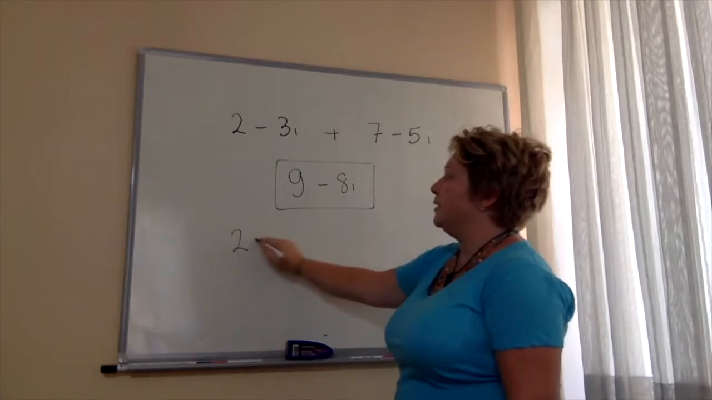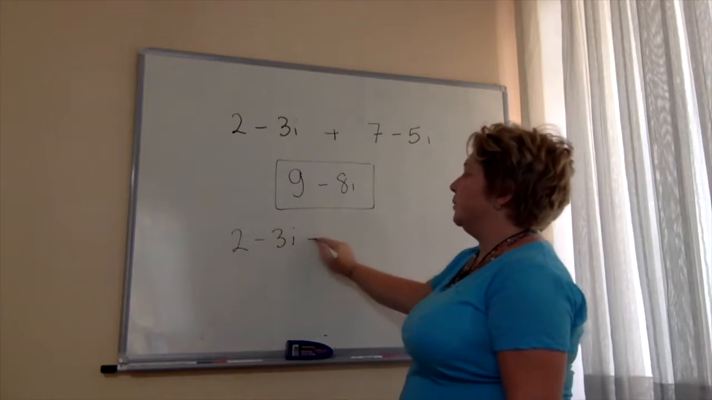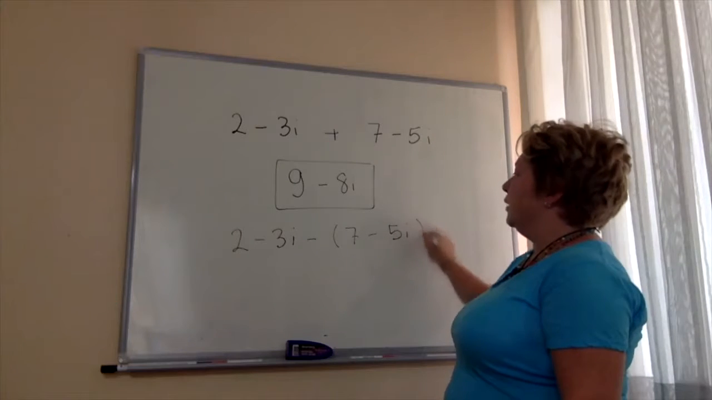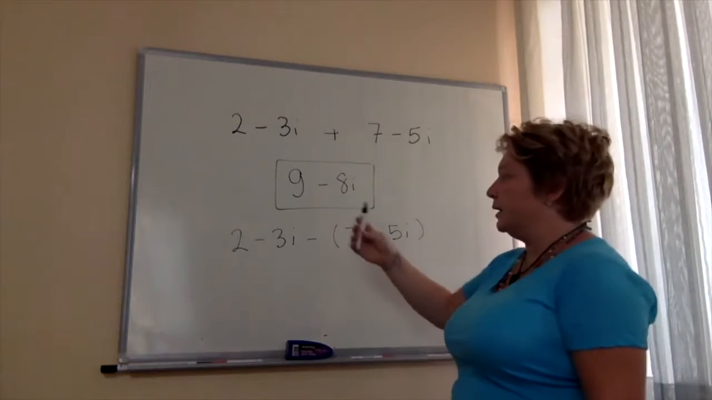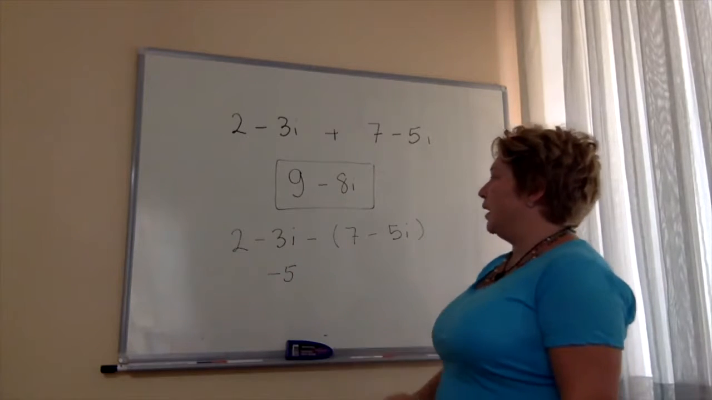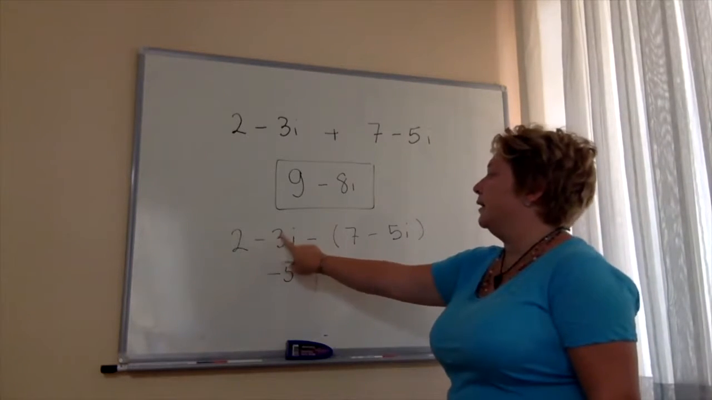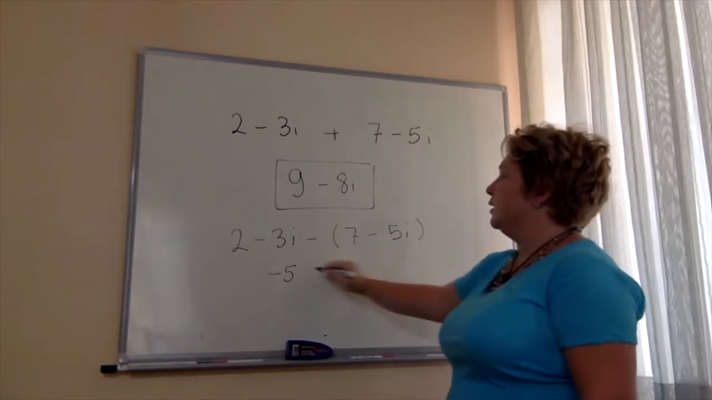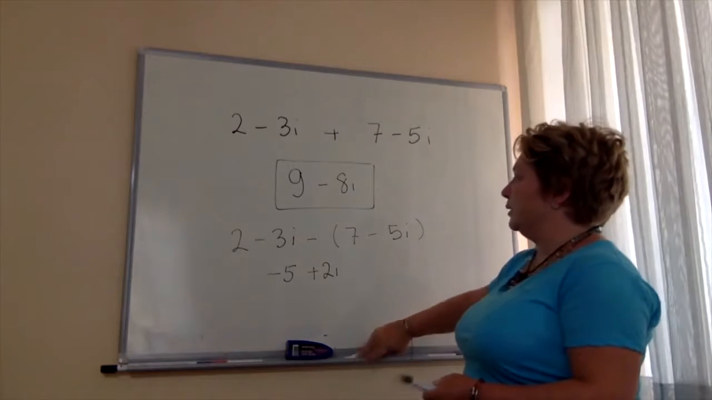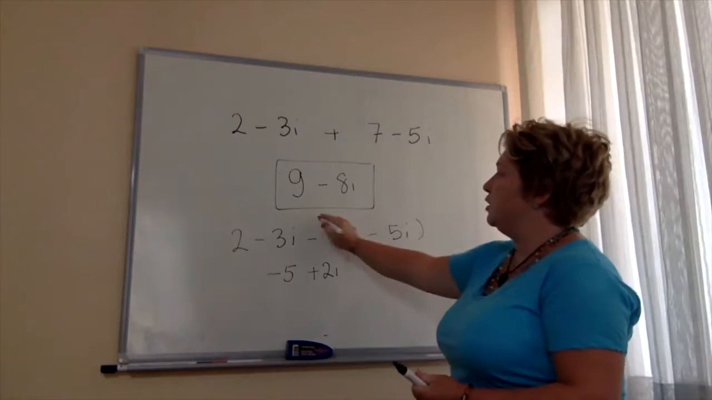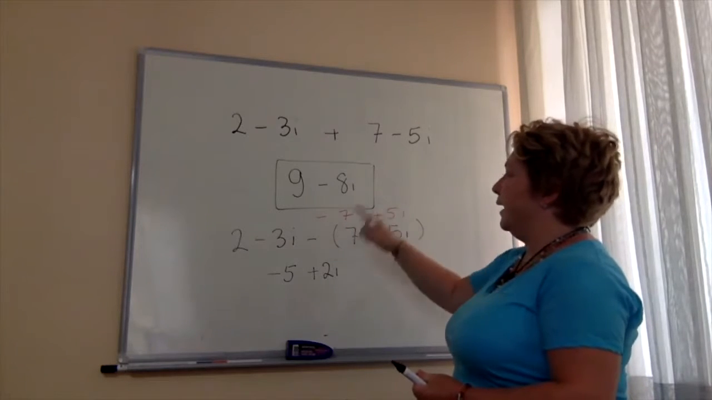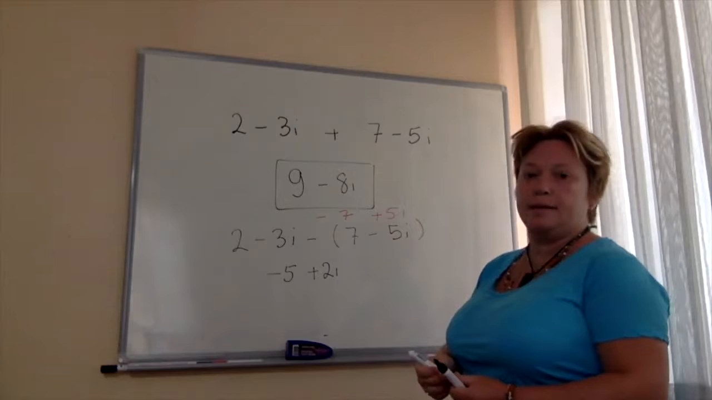Now to subtract these two complex numbers, we can think of this in two ways. We can subtract the real parts to get minus 5, or we can subtract the imaginary parts to get 2i. Another way of thinking about this would be to distribute the minus sign and then add, which would give us the same thing.